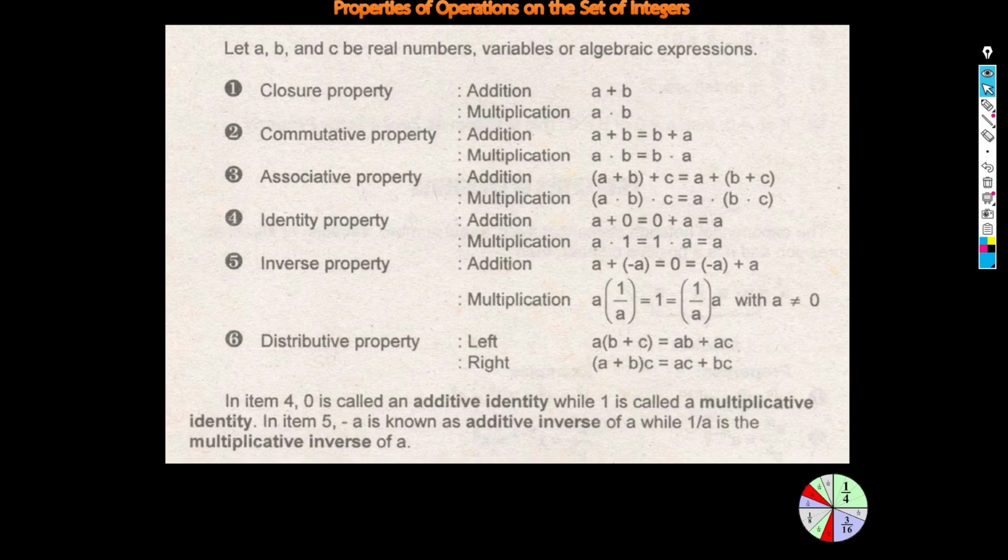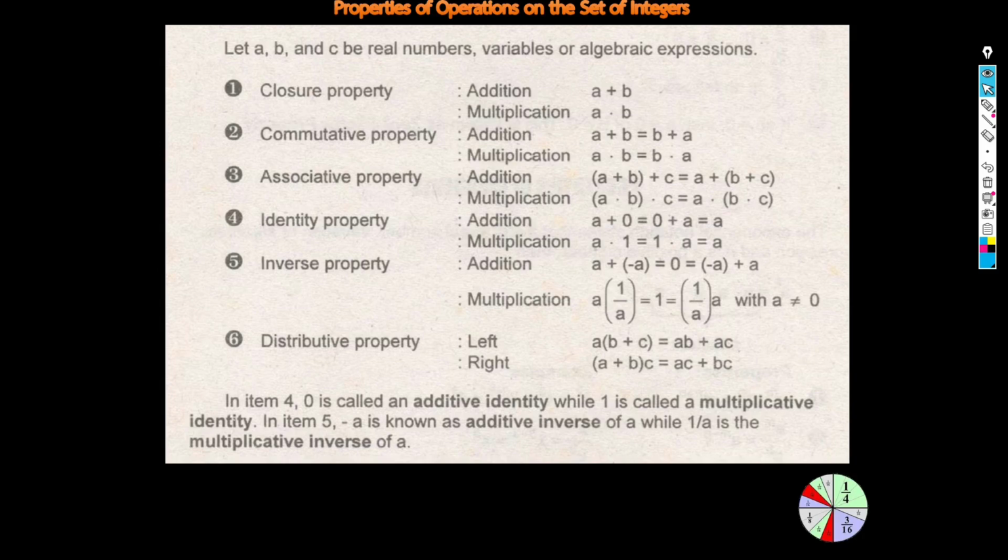Now you can see on the screen the 6 properties of operations that we're going to discuss. Number 1 is the closure property. Number 2, commutative property. 3, associative property. The 4th is the identity property. The 5th is the inverse property. And the 6th is the distributive property. We're going to discuss this one by one, and I'm going to help you understand it easily, and give you some ideas on how to remember them easily also.